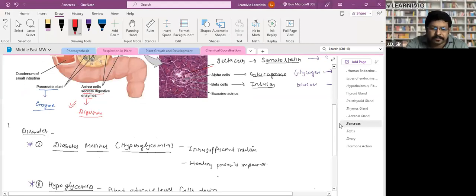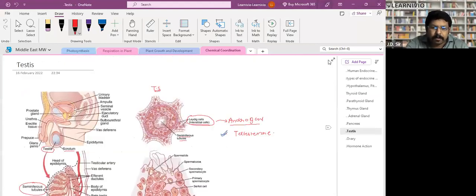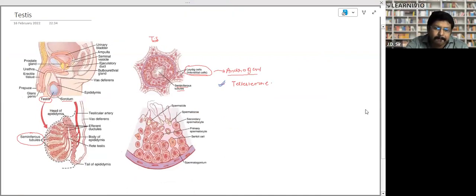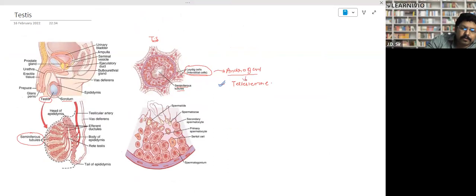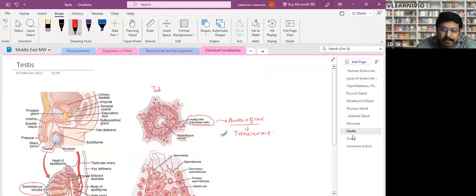Now come to the testis. The last two glands are testis and ovary. We have discussed the testis in detail in the human reproduction part. Testis has lobules, and these lobules have seminiferous tubules. Surrounding the seminiferous tubules there are Leydig cells or interstitial cells. Leydig cells or interstitial cells secrete androgens, and the name of the androgen is testosterone, and it's responsible for development of the male characteristics. We have discussed that in detail. Then the same thing with the ovary. We have discussed the ovary in detail as well, right?